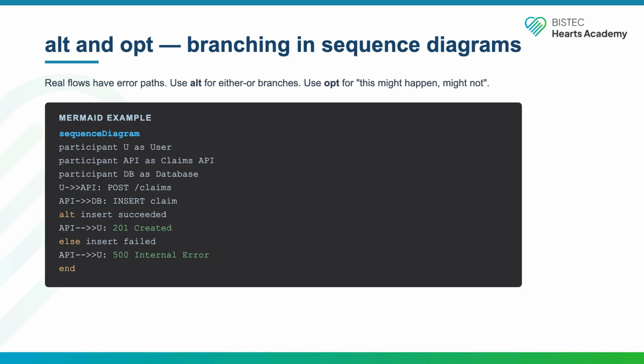This shows 2 paths in one diagram. Without the alt block, you would need 2 separate diagrams to show both. With the alt block, the reader sees both at once. This is one of the most useful features of a sequence diagram. Get comfortable using it.